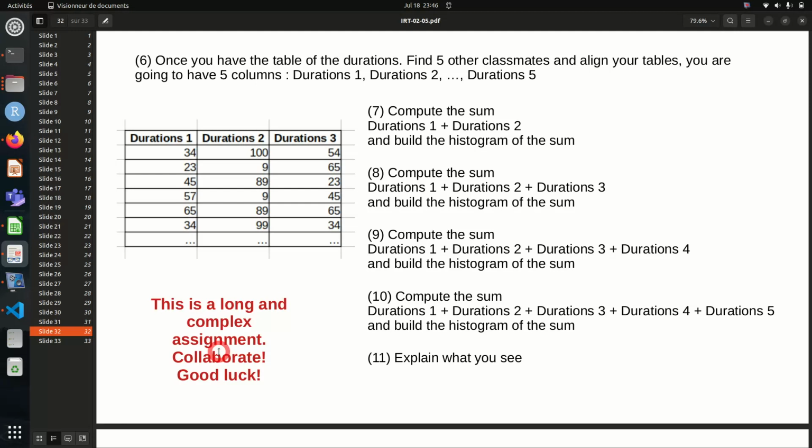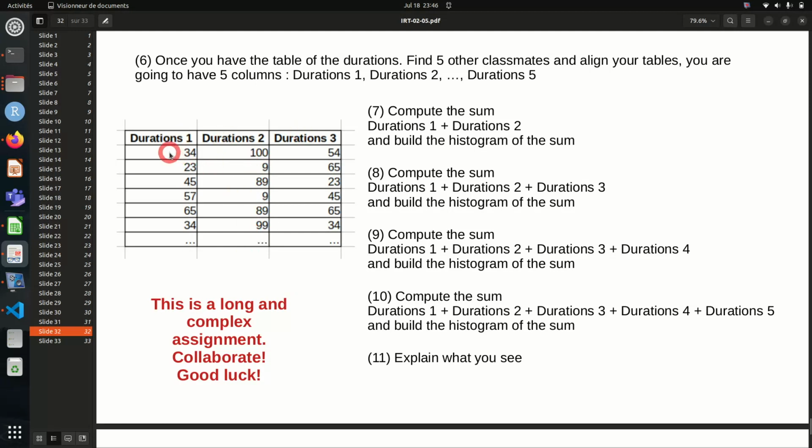The second part of this assignment is going to focus on the central limit theorem. So you had these measurements with the phone logs, the duration between calls. I want you to find 5 other classmates. And I want you in Excel to align your tables. So first classmate, second classmate, and so on, okay. So you're going to have 5 columns.